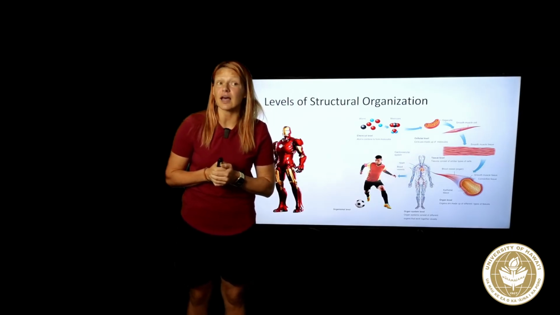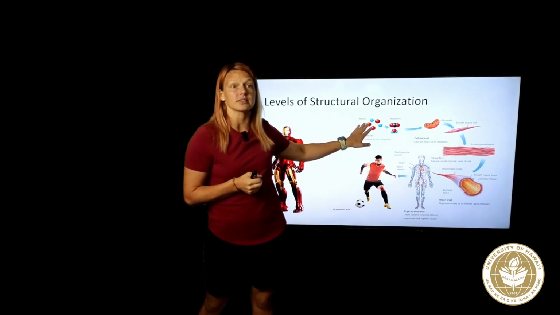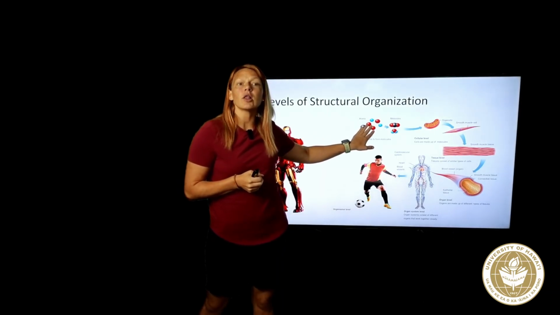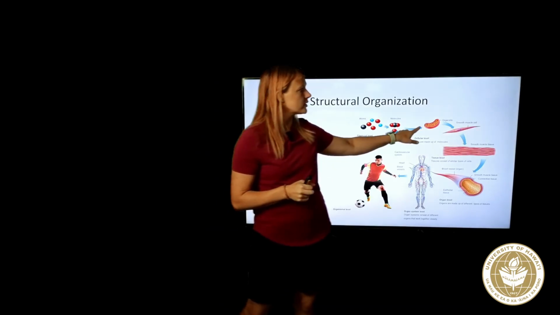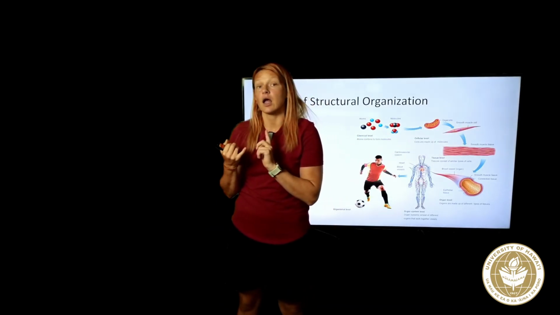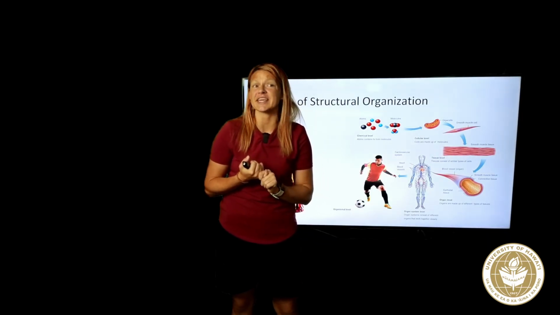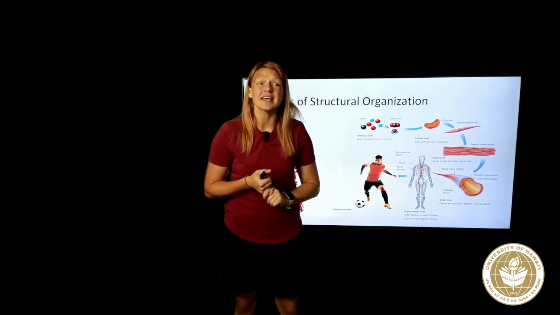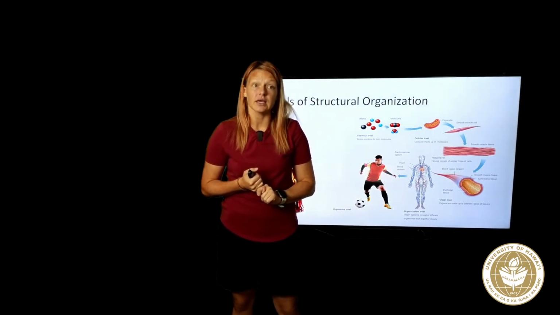So at the chemical level, very small atoms are actually the building blocks, right? These molecules are going to merge together to become organelles, things like mitochondria. And these organelles are the key components of cells. They are the smallest unit of living things.